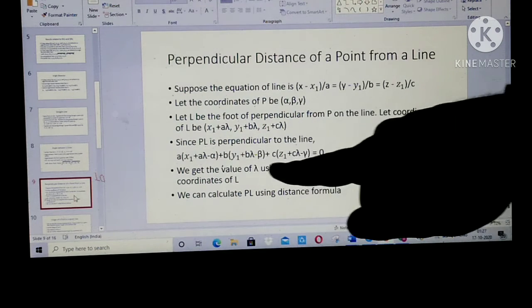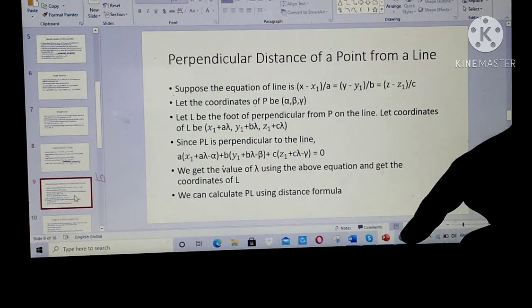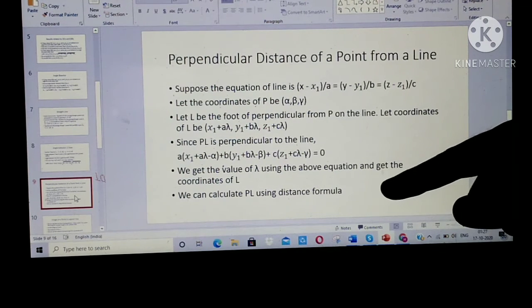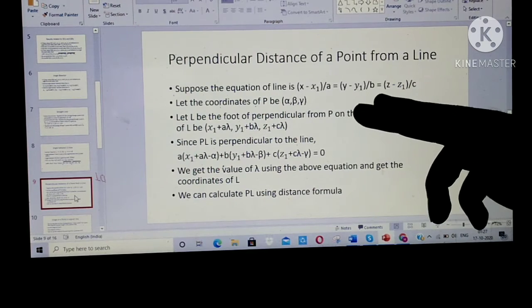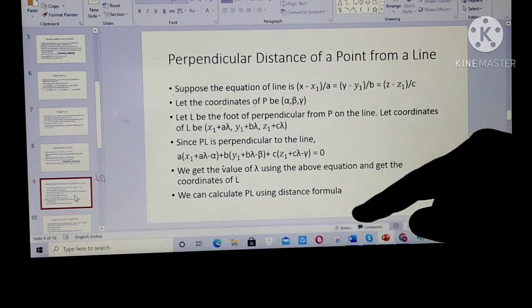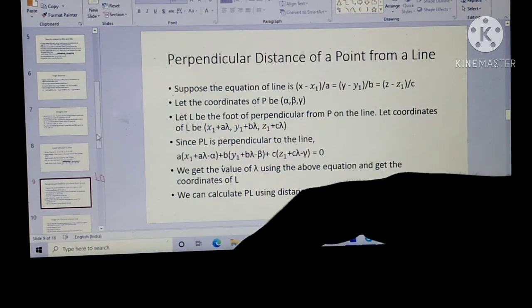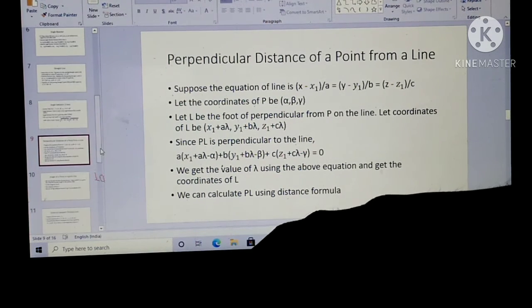So if we use that relation, I have written this relation here, we can get the value of lambda using the above equation, and then we can get the coordinates of L. Once we know the coordinates of L, which is the foot of perpendicular, we already know the coordinates of P, we can apply the distance formula and calculate PL. Okay, so this is the way to find perpendicular distance.